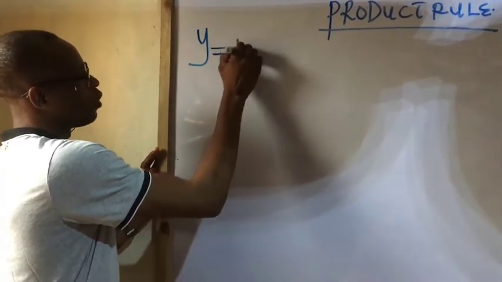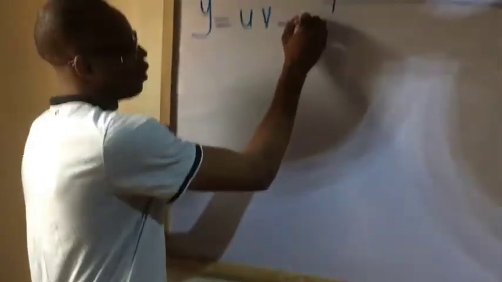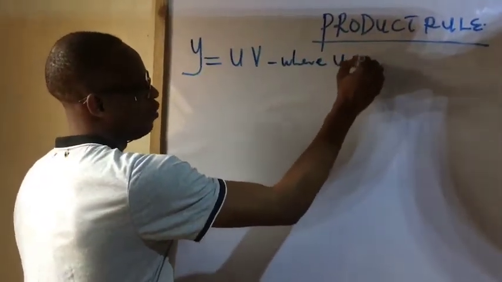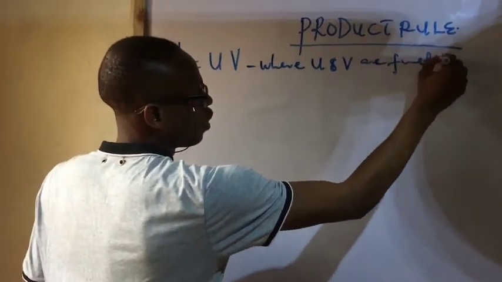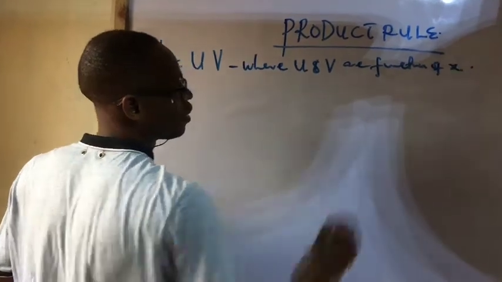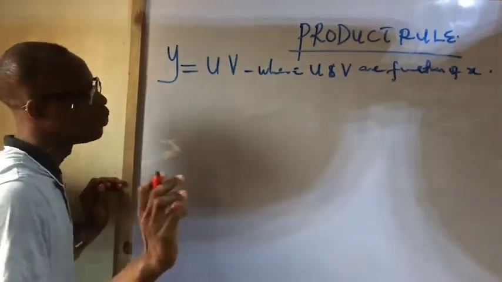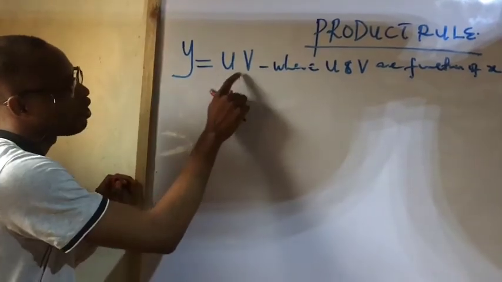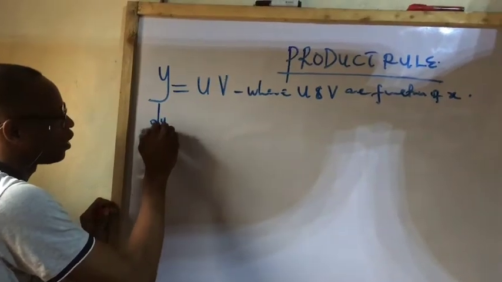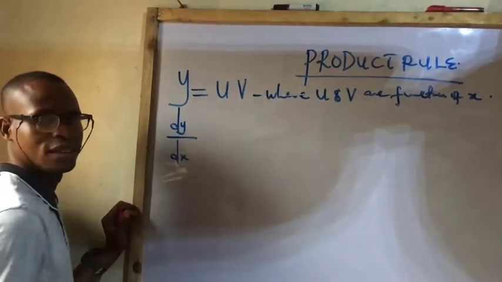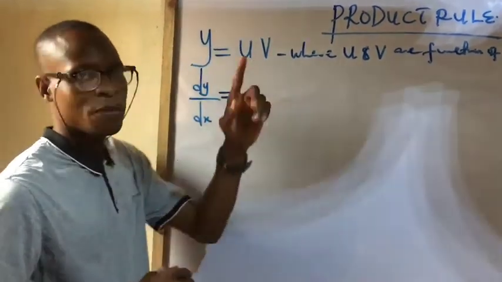y = uv, where u and v are functions of x. Now, how do we get the formula for the product rule in this case? This is what we simply do. Since we know that u and v represent functions of x, that means we can see how our dy/dx equals, now, we need to get the formula for the product rule.